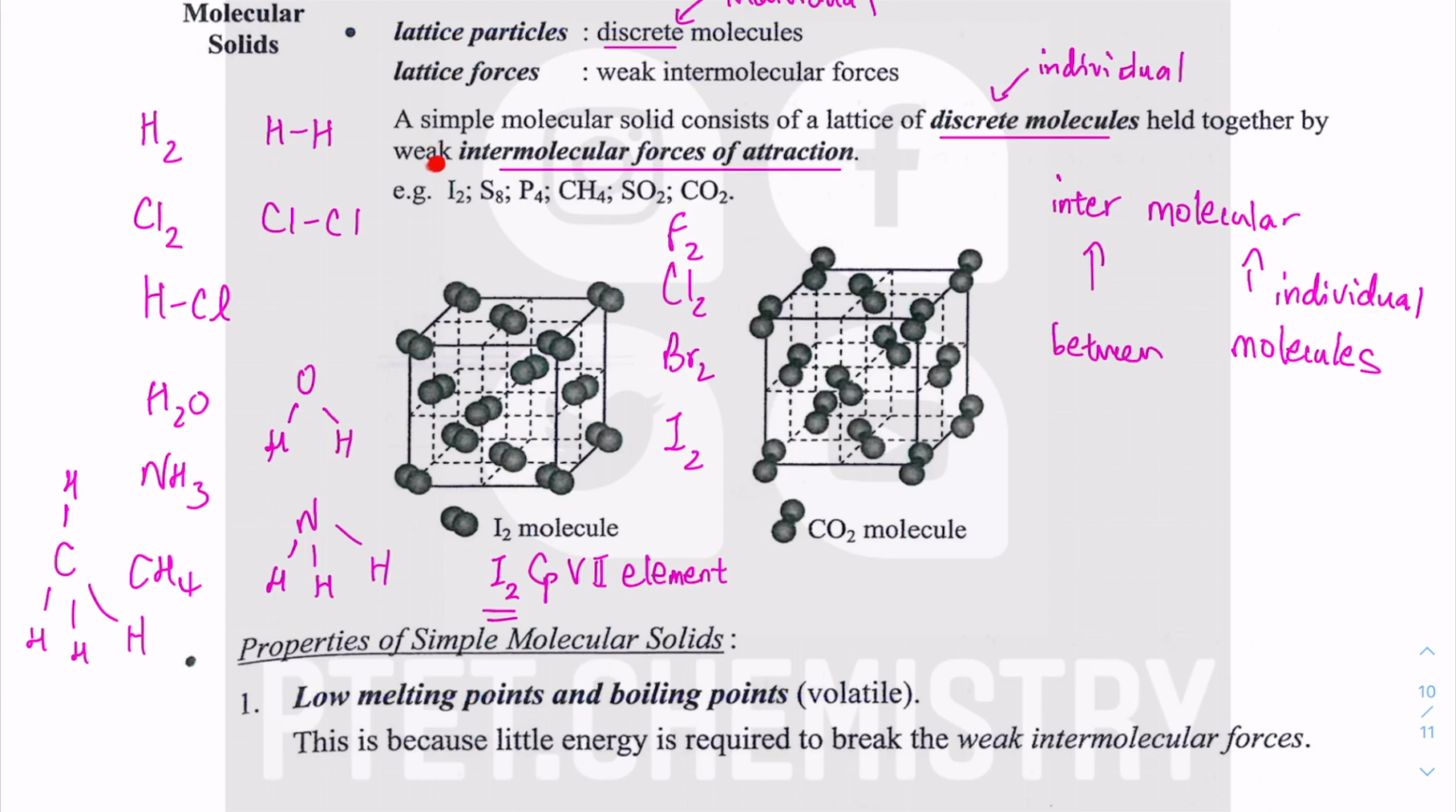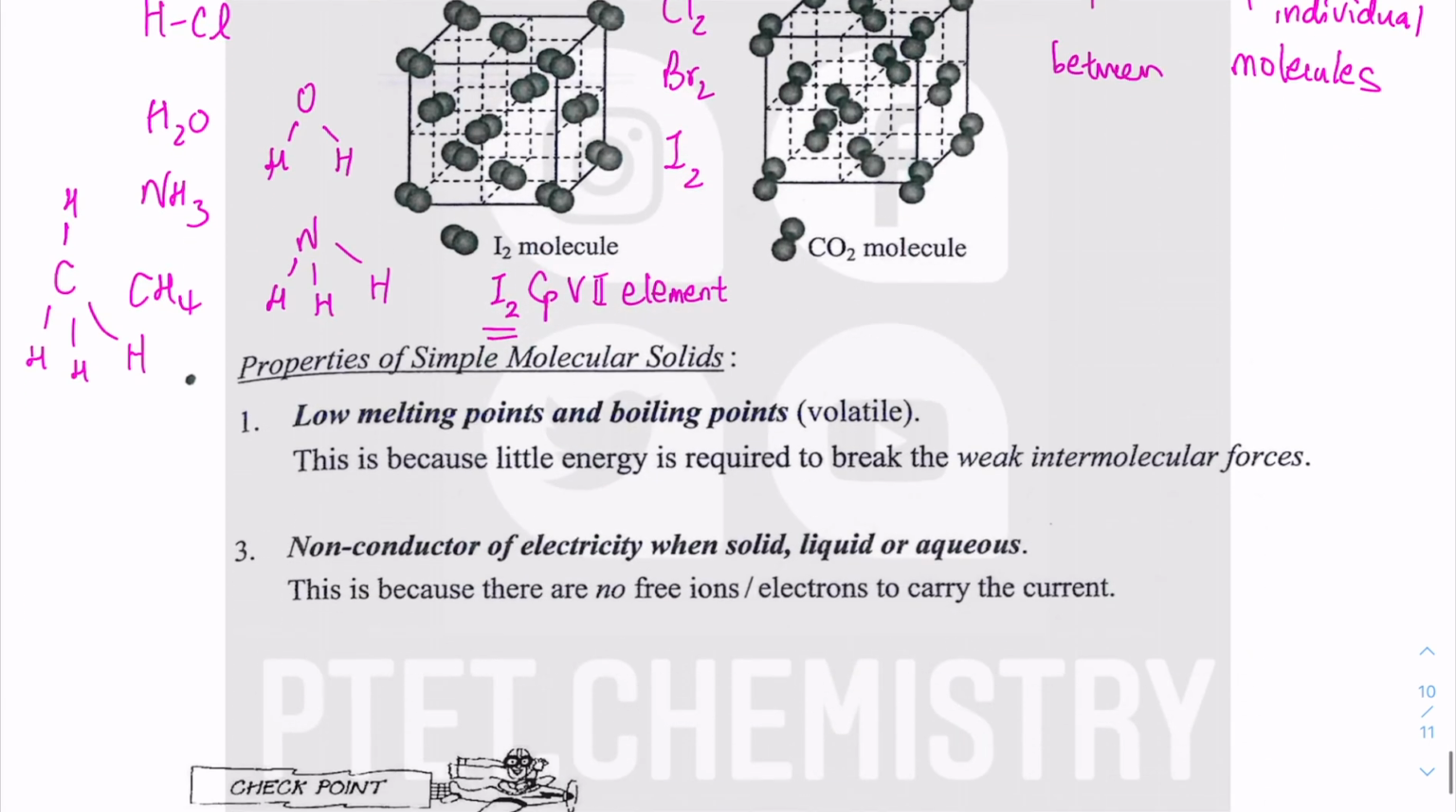These are weak. They don't have a large amount of energy, and they don't need a large amount of energy to break. That is why you have low melting and boiling point, because you only need a very small amount of energy. Or you can say little energy, or a small amount of energy, or not a lot of energy, because you have weak intermolecular forces.